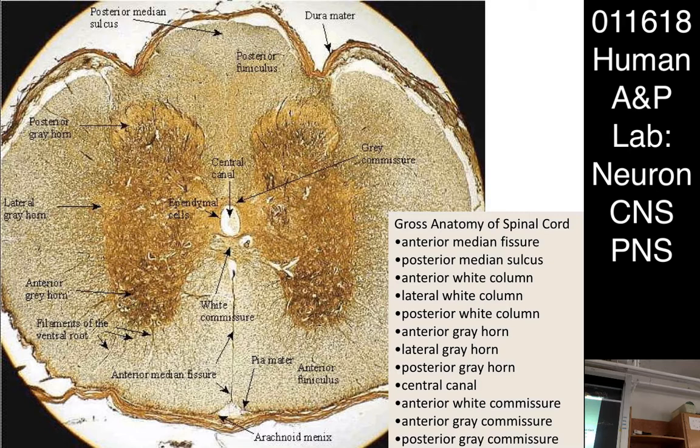All right? The anatomy of the spinal cord. Is there anything else I put on there? Nope, that's it all.